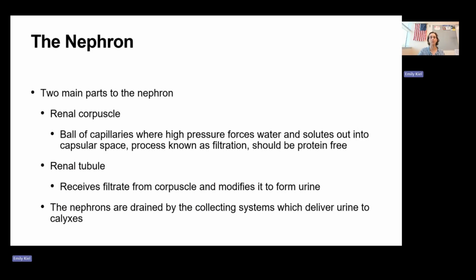The pressure comes from the difference in diameter between the afferent and efferent arterioles. Afferent arterioles, AFF arterioles, are taking blood to the renal corpuscle. And those usually have a big diameter, or relatively big. The efferent arterioles, EFF arterioles, are smaller, and so it is harder for blood to leave. So you've got lots of blood coming in, but less blood going out. That creates the pressure that is going to push the filtrate through to that capsular space.